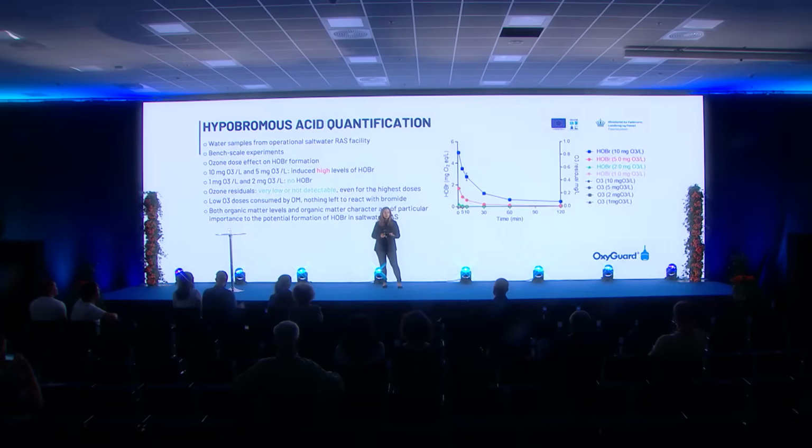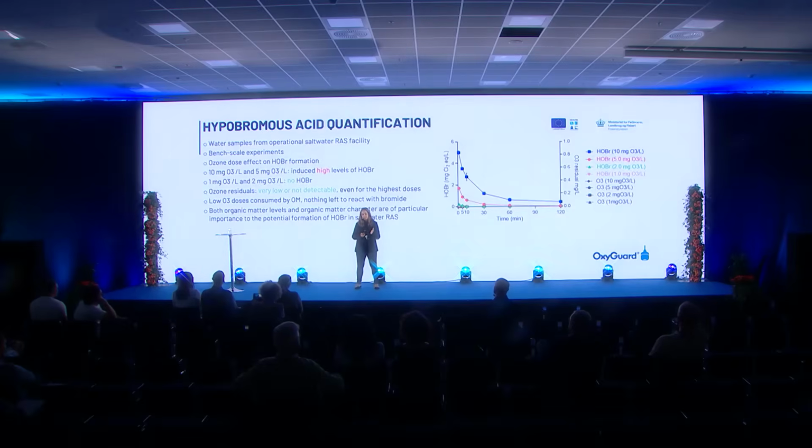The main thing in this project was kind of stepwise. The first thing was to develop analytical methods so we are able to identify the hypobromous acid. We had to know what we are measuring. So we did a lot of laboratory experiments and we made a very efficient analytical method. And then we collected water samples from a commercial saltwater RAS facility in Denmark, and these water samples we subjected to different ozone dosages, as you can see here.